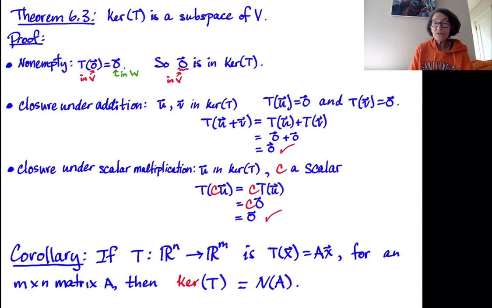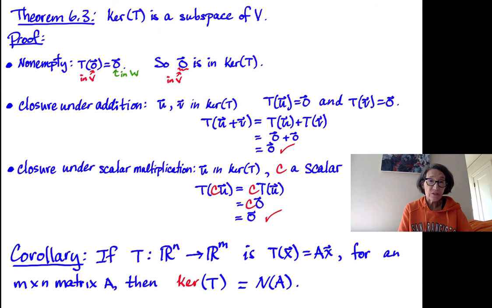So the kernel of a linear transformation defined by a matrix is just the null space of the matrix. And that's why we can use the word null space when we're talking about the kernel of a linear transformation. So let's now turn our attention to the range of a linear transformation.